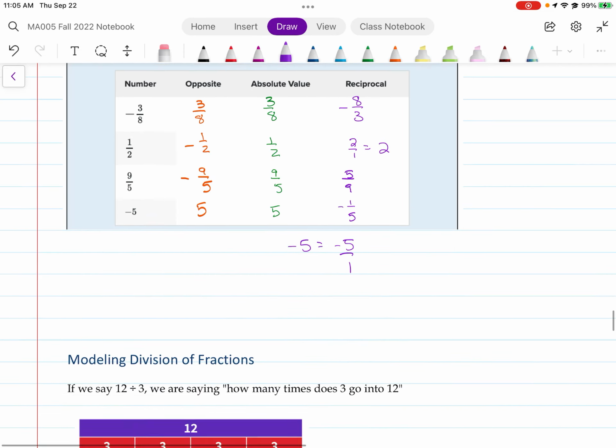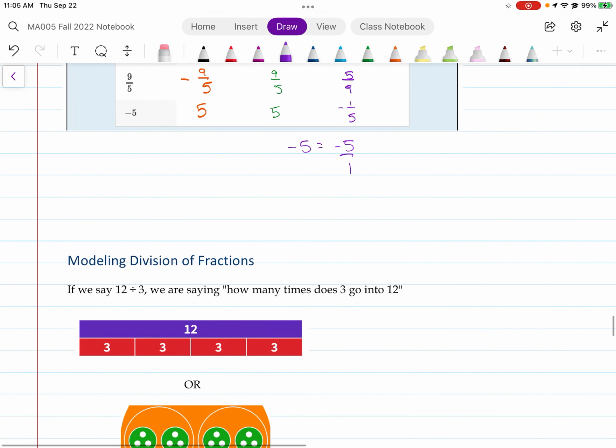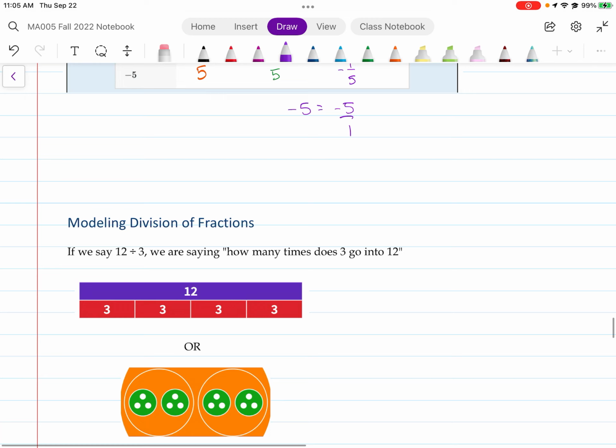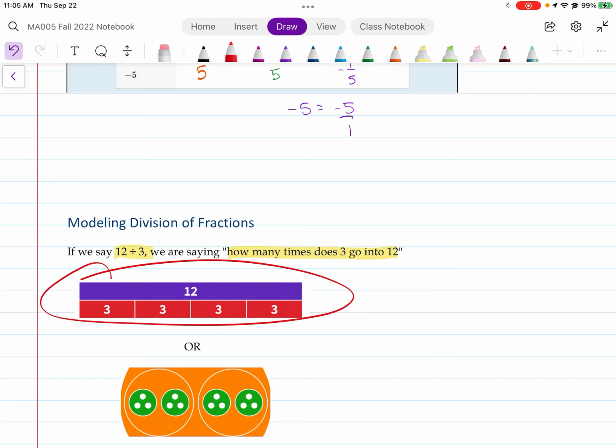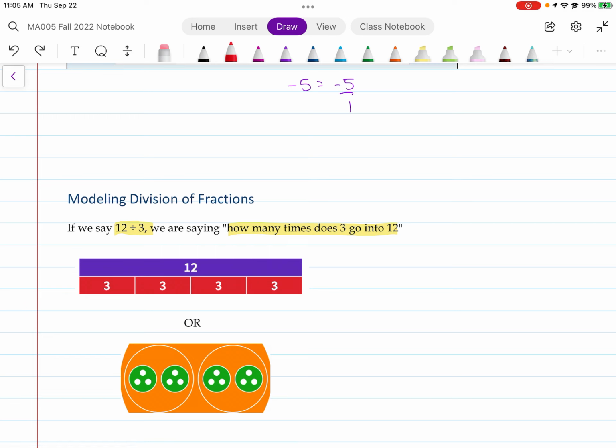All right, let's move on to one more topic, modeling division of fractions. So if we say 12 divided by 3, before we talk about fractions, let's talk about it without fractions. 12 divided by 3, we are saying how many times does 3 go into 12? Right? So if we look at it here, we're taking 12 and seeing how many 3's go into it. Well, it goes in 4 times. Another picture is a little bit more interesting down here. Groups of 3. How many groups of 3 make up 12? 4 groups of 3. So the answer in both cases is 4. How many times does 3 go into 12?